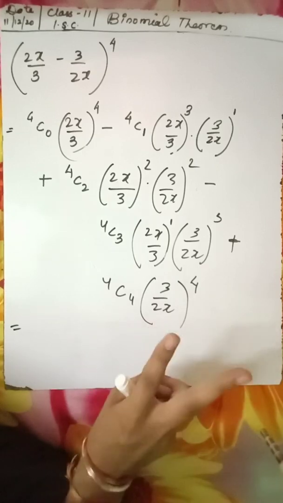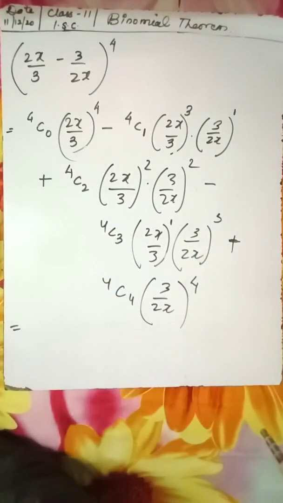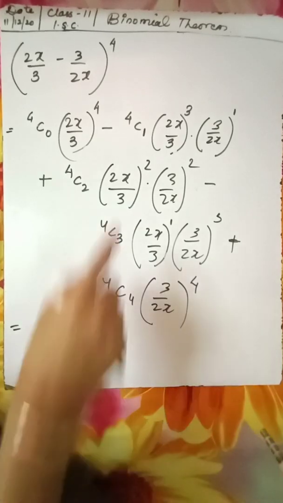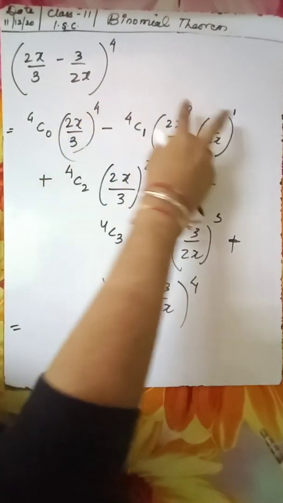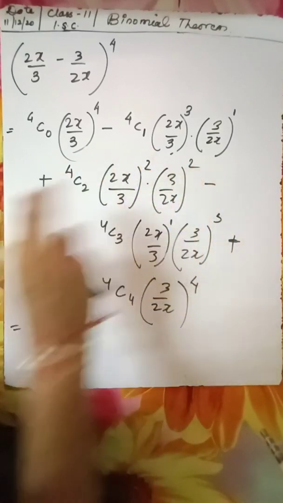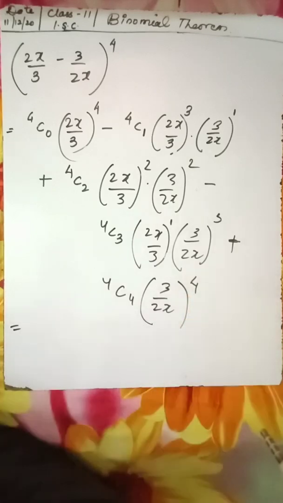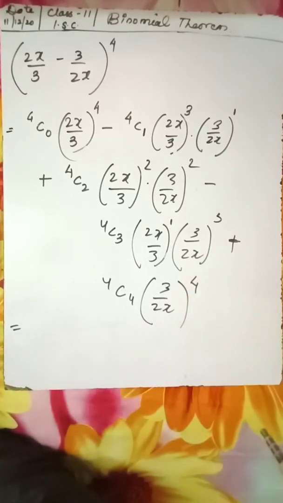One thing. Second thing, how to confirm that your in-between solution is correct? Always see the power. The total power is 4. Here the total power is 4. Here also, in this expression, the total power is 4. Here also 4 and here also 4. That is how you can check whether your steps are correct or not.